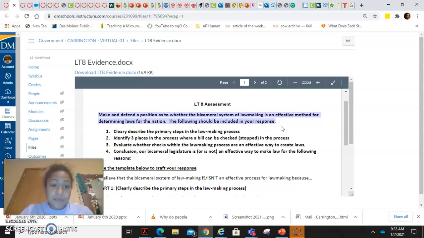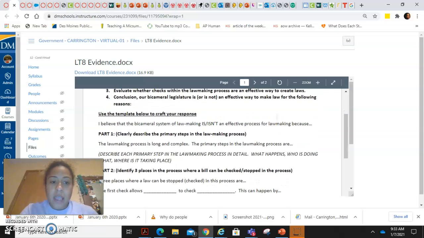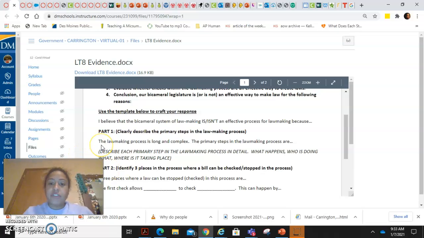There are 3 parts to this. In part 1, you are going to clearly describe the primary steps in the lawmaking process, okay? Here's a sentence starter you can use if you'd like. The lawmaking process is long and complex. The primary steps in the lawmaking process are, you're going to want to break it down. Start with an idea, okay? That idea is usually then sent to someone of significance in a legislature, okay? That idea is then turned into an outline, a bill or an outline for a bill, okay?